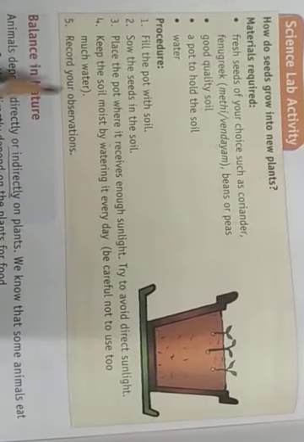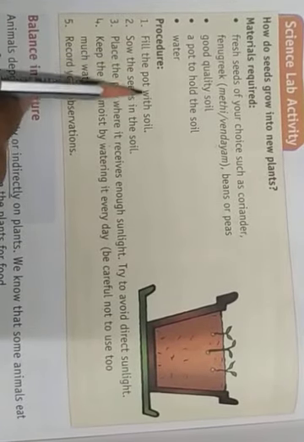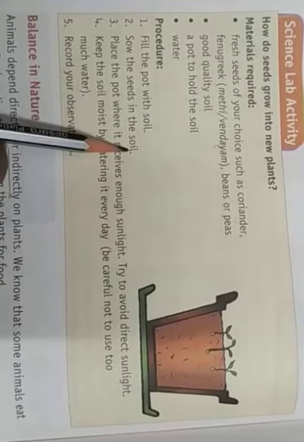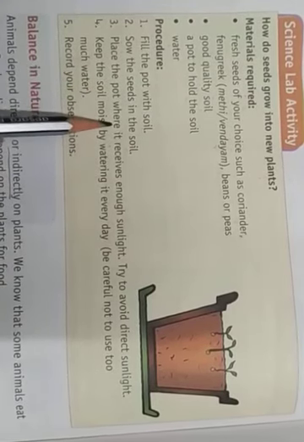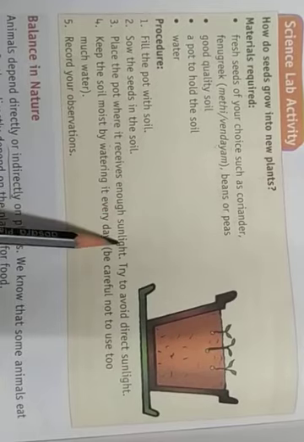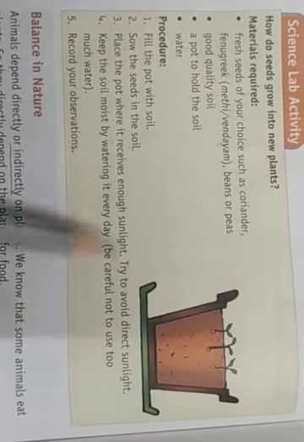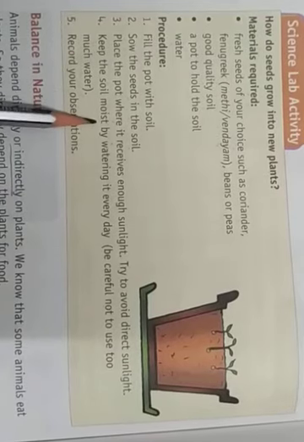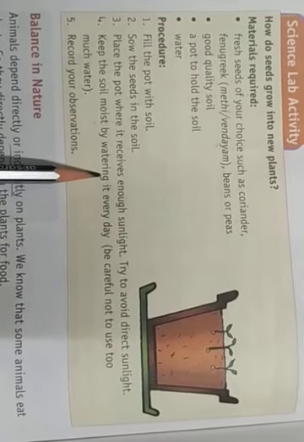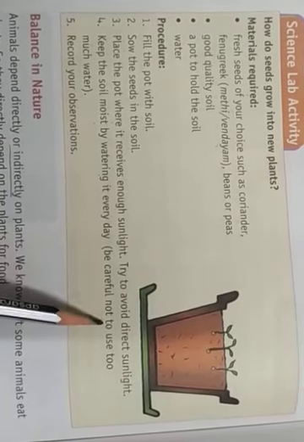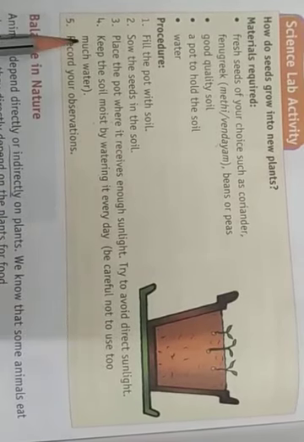The procedure is: fill the pot with soil, sow the seeds in the soil, and place the pot where it receives enough sunlight, but try to avoid direct sunlight. Okay. Keep the soil moist by watering it every day. Be careful not to use too much water.